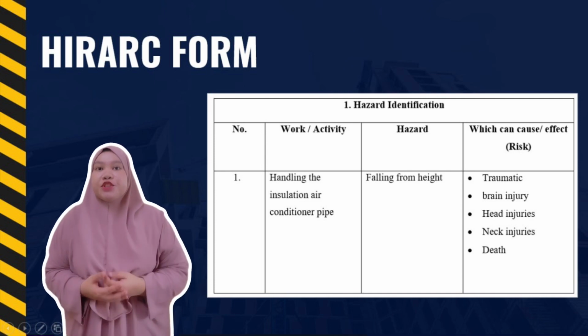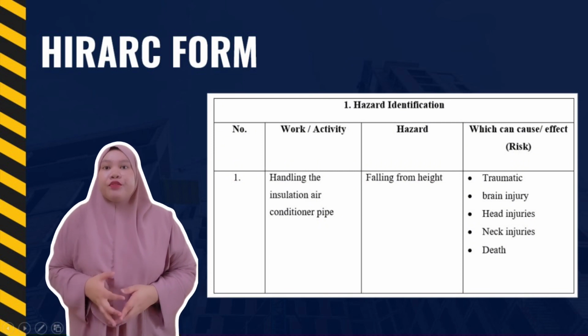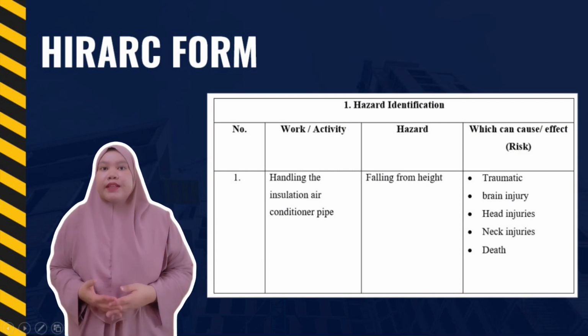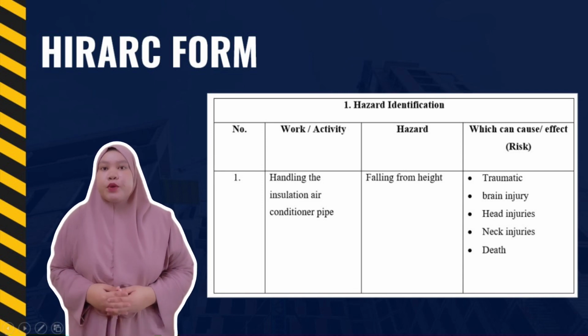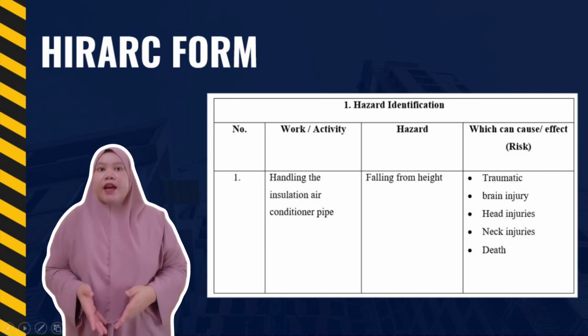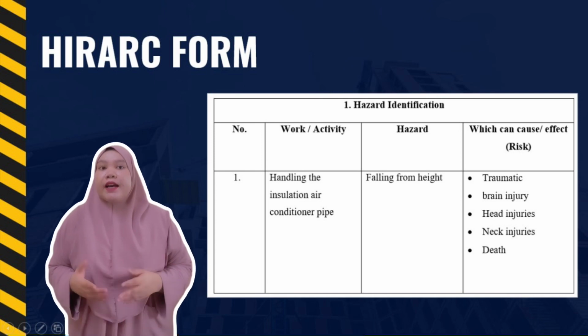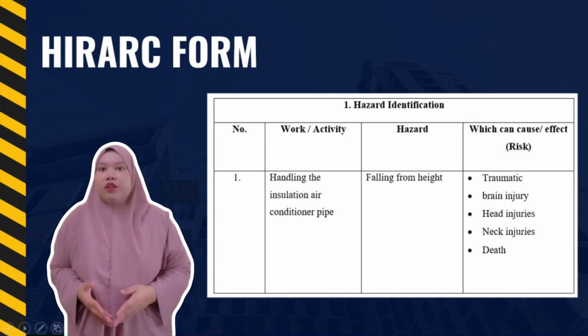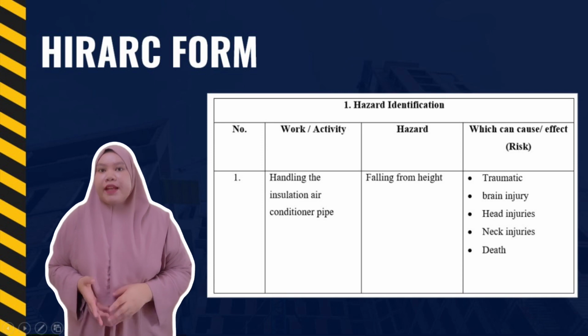This table shows the Hirarc form, which explains each aspect. Firstly, for the hazard identification, the work involved is handling the insulation air conditioner pipe. Since the worker or installer didn't wear any safety protection, a hazard may occur. For example, the installer will fall down from a high place. Hence, the risk, which is the effect of falling down from a high place, can cause traumatic brain injury, head and neck injuries, and also lead to death.